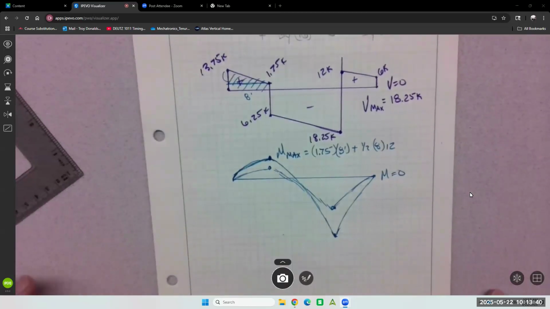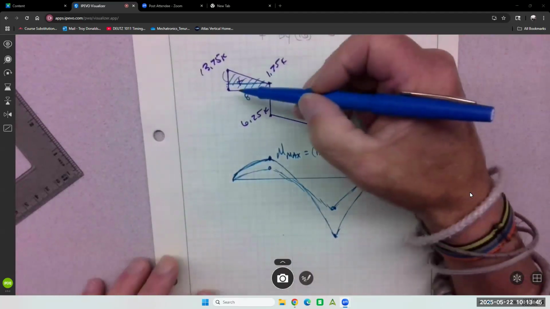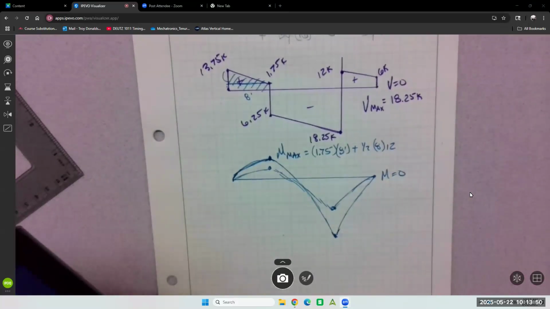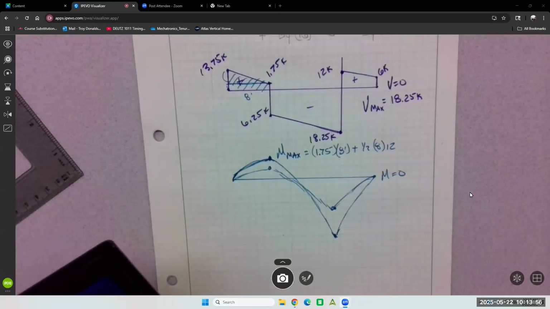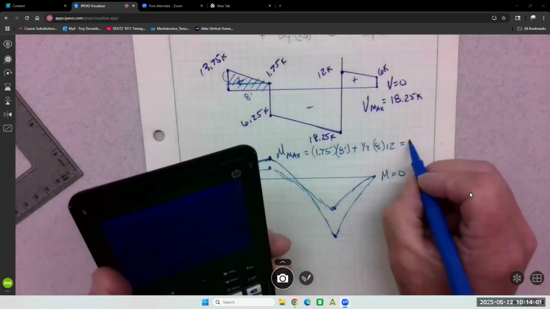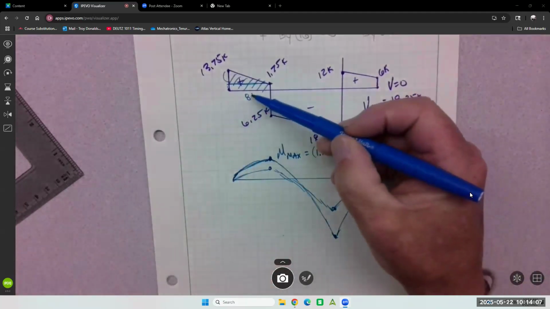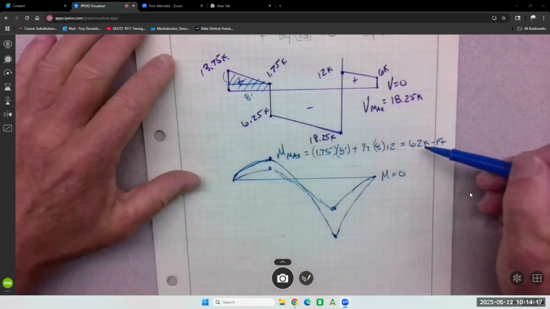So you have to do those two areas and just be sure when you do the triangle not to use the whole height, right? Because part of that height got used up in the rectangle. I get 62 for this one. And that is a moment because it's feet times kips. So that's good. We know that this area is 62.